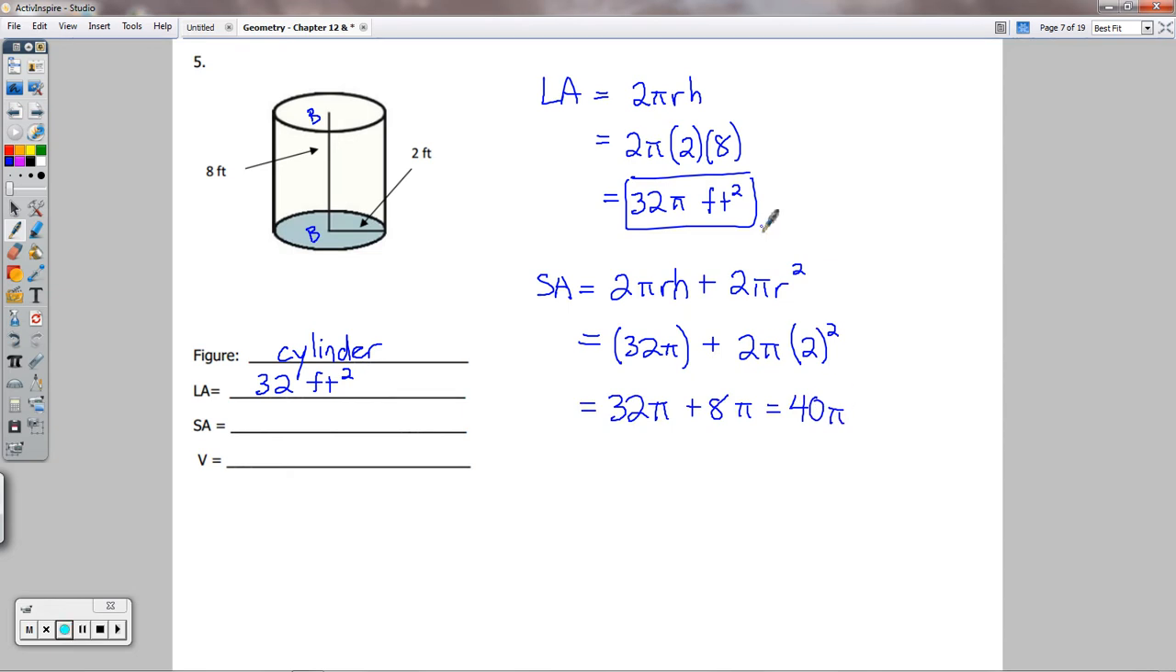So you should know how to give an answer both in terms of pi and in terms of a rounded off answer. So 32 pi feet squared, don't forget that, and that would be, if I multiply 32 times pi, approximately 100.5 feet squared. So 100.5 feet squared right here.